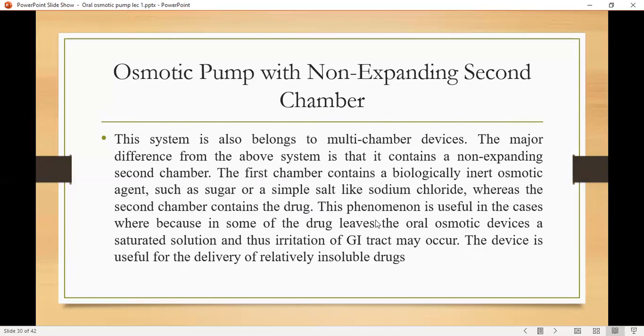This phenomenon is useful in cases where some of the drug leaves the oral osmotic device as a saturated solution, and thus irritation of the GI tract may occur. This device is useful for the delivery of relatively insoluble drugs. So students, this phenomenon is useful because it will not produce any irritation to the digestive tract, because whenever an osmotic system releases drug, that drug is a saturated solution and it can cause irritation of the area where the implant is present.